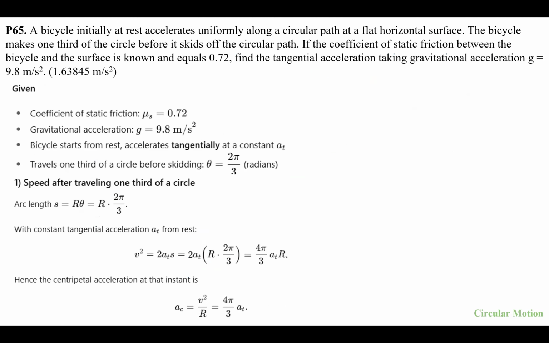A bicycle initially at rest accelerates uniformly along a circular path on a flat horizontal surface. The bicycle makes 1/3 of the circle before it skids off.